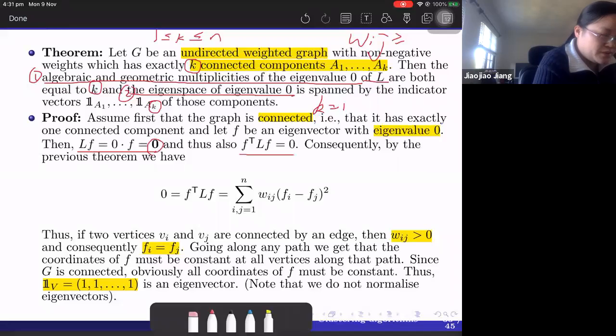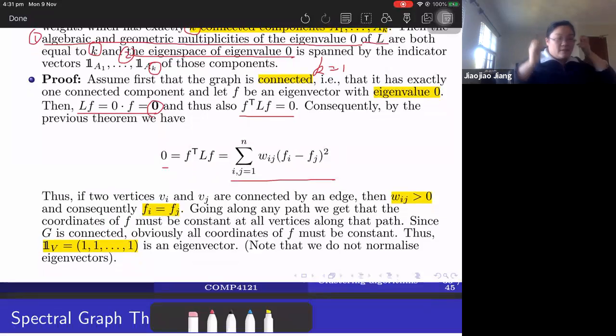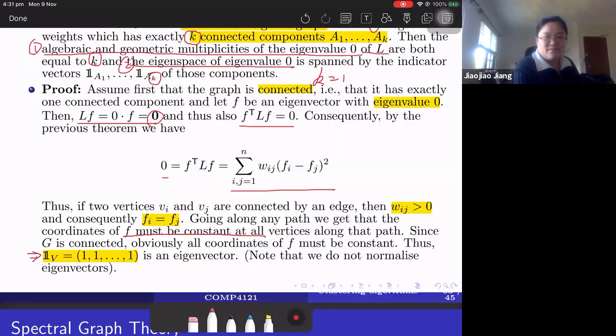According to the previous theorem, we have this sum equal to 0. From this equation, we will prove that for vector F, all of the coordinates or elements in F are constant. Then we can prove that the indicator 1V is an eigenvector of L corresponding to eigenvalue 0.